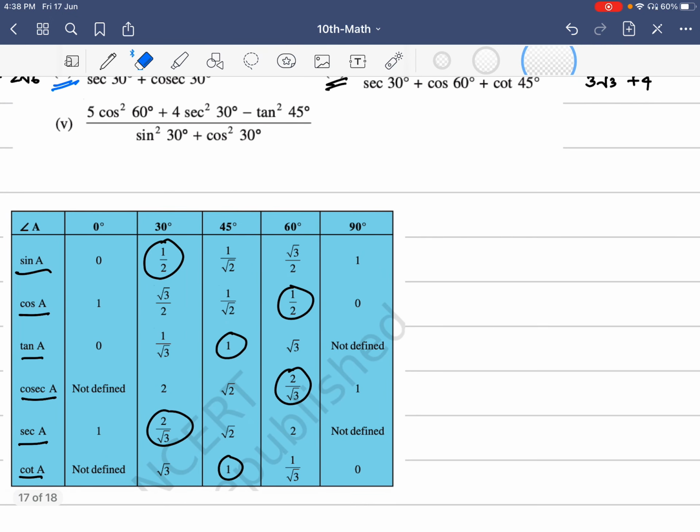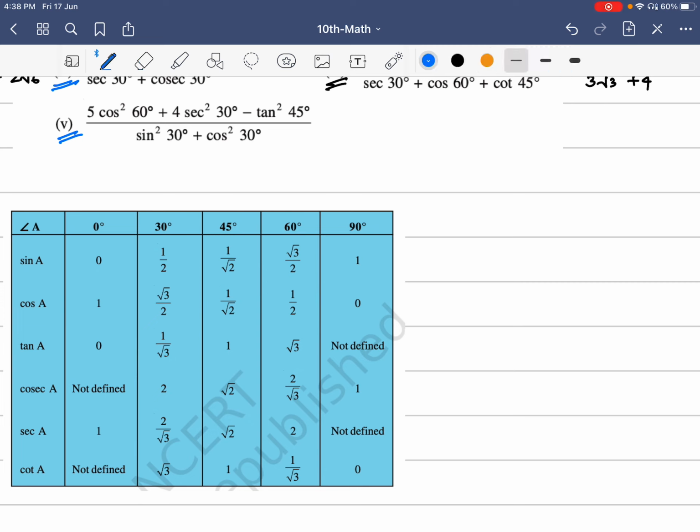Now we have to focus on our last expression, expression number 5. So once again we have 5 cos square 60, which is nothing but cos 60 the whole square. This is also sec 30 the whole square. This is tan 45 the whole square. So we are going to use those values from this table. Let's erase this. So let's start substituting the values.